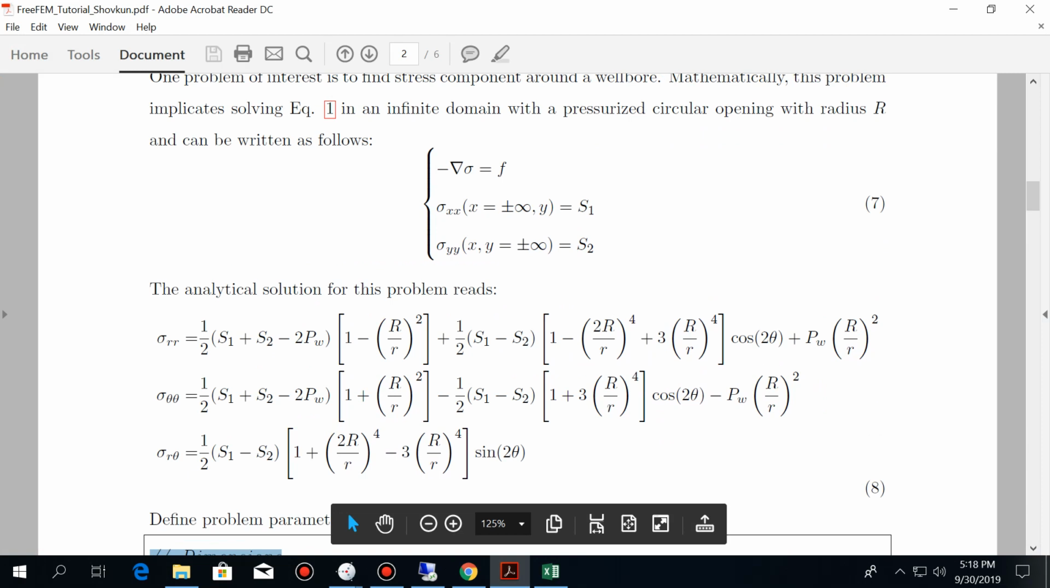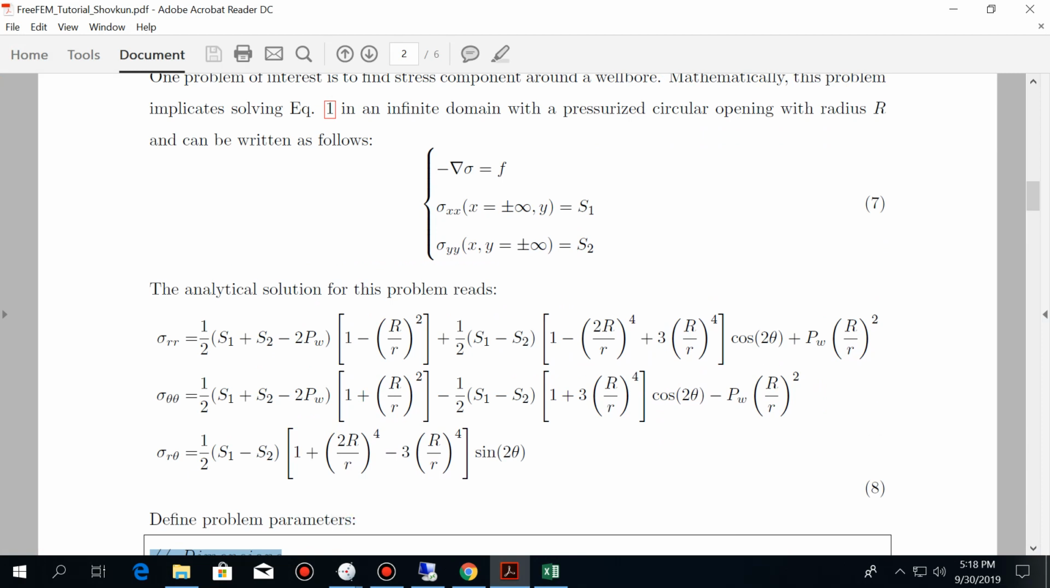This is what is called the Kirsch solution of stresses as a function of the radius r and the angle theta. All right, so what we just did was to solve a problem in Cartesian coordinates.